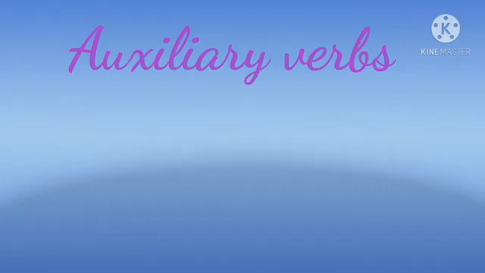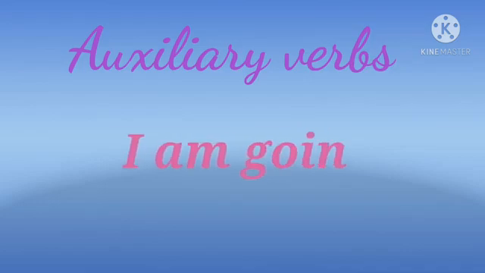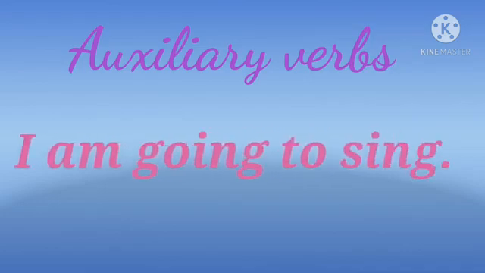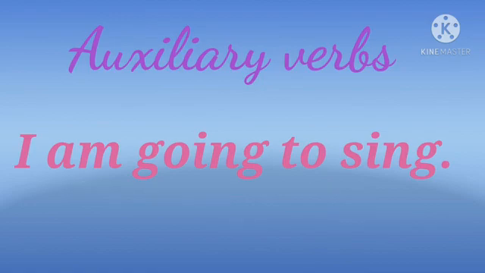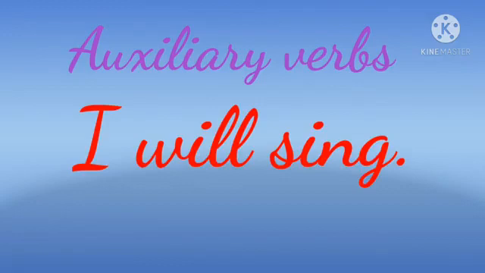Whereas in sentences like I am going to sing, we have more than one auxiliary verb. Can you identify, children, from the list? Yes, am is an auxiliary verb. Also, going to is an auxiliary verb. Going to is used in future tense. When I say I am going to sing, going to is equal to will. So that means I will sing.